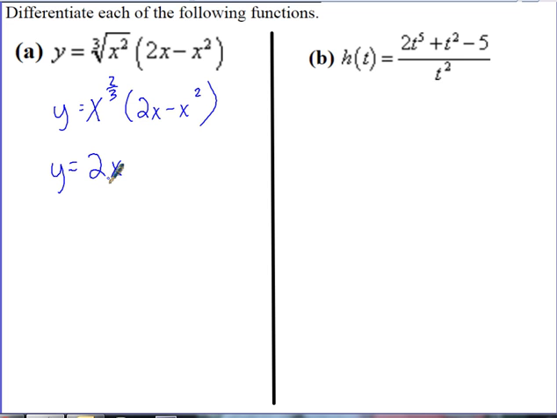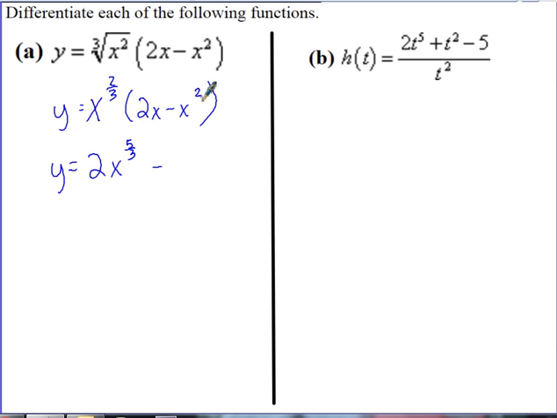2x, and then you're adding what? 2/3 plus 1, 5/3. So you want to leave it as an improper fraction. So 5/3. Agreed? Okay. And then minus.